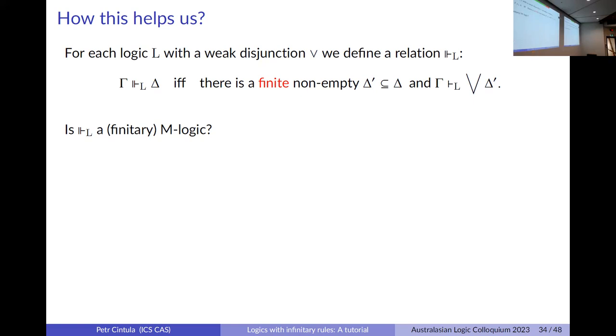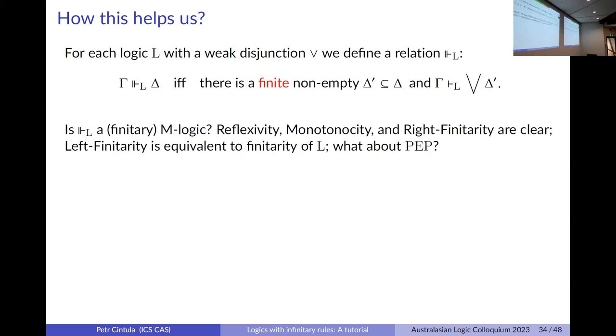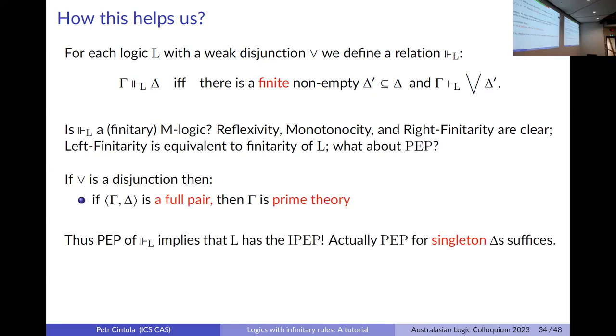So this we have. And the question is whether this logic, the M logic, the multi-conclusion logic, is a finitary one. Of course, we have reflexivity, monotony, right finitarity, that's obvious. Left finitarity is equivalent to the normal finitarity of the underlying logic L. But what about the prime extension property? So let us explore it. And why is it relevant for us?